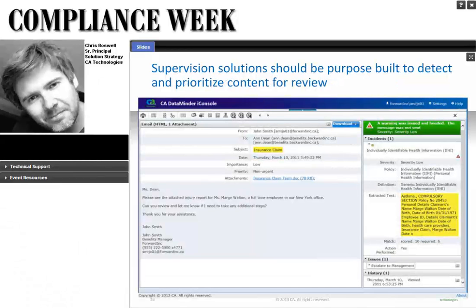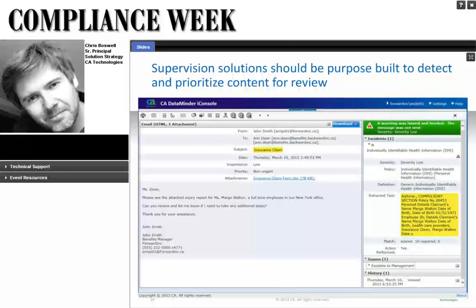So at this point, I would be remiss, as we've talked about the risks associated with electronic communications, what organizations are doing today, and what organizations should and could be doing. I would be remiss if I did not let you know that there is technology today that can address all of these risks that we've been talking about and that can help you manage and mitigate these risks more effectively going forward. So we at CA have our own solution. We've been providing email supervision to customers for well over a decade.